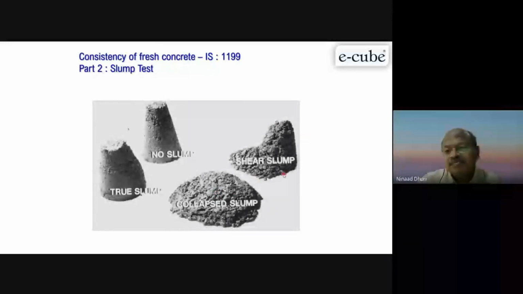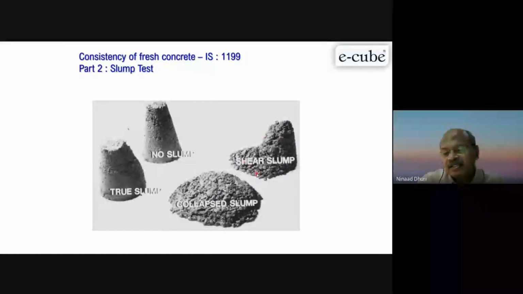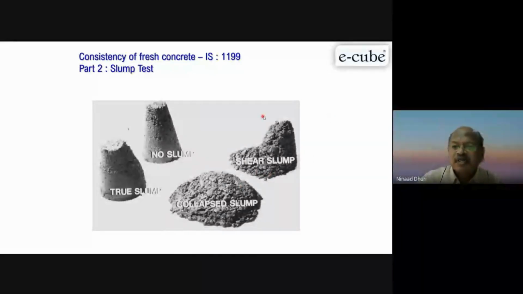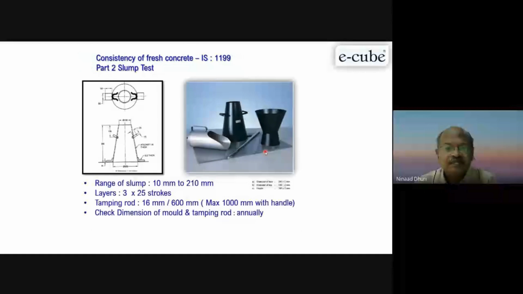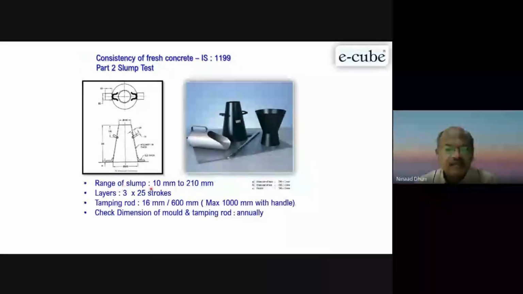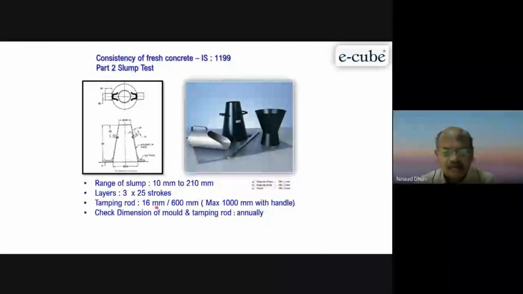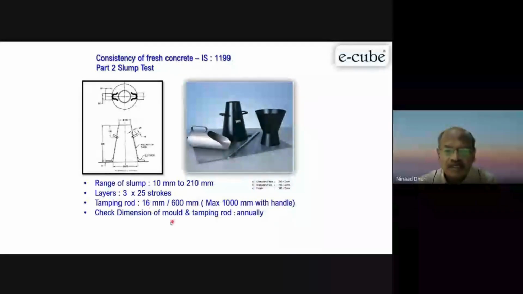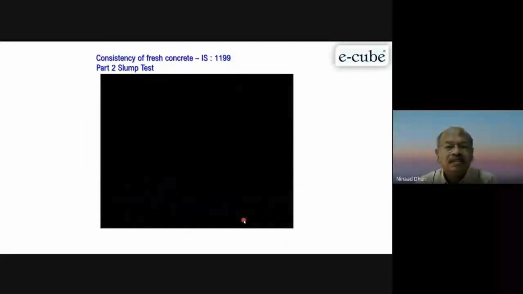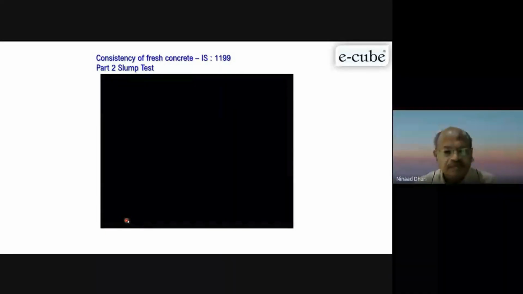And shear slump, if you get it, it indicates that your mix does not have proper fines content. So there's no proper binding in the mix. So one has to understand that, and accordingly we can design a mix. See here, 3 into 25 strokes. This is the tamping rod. Dimensions are also given, and we have a small video.